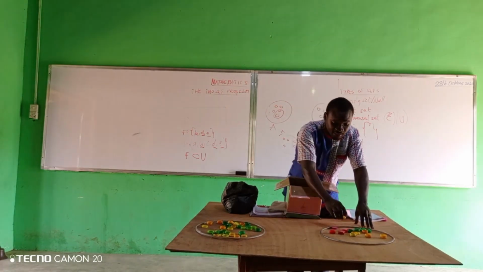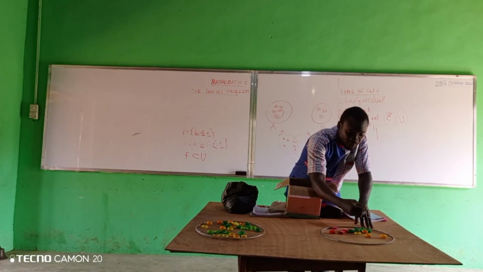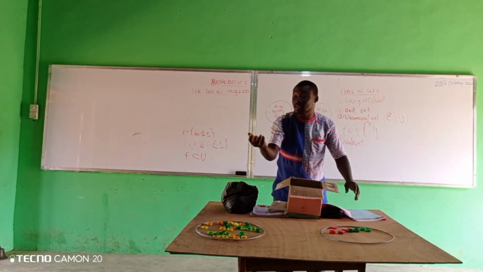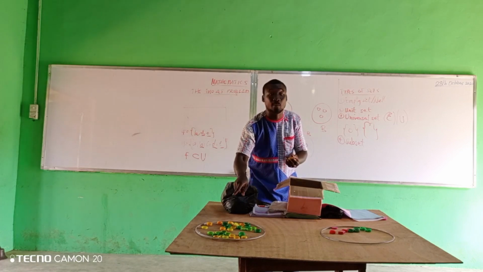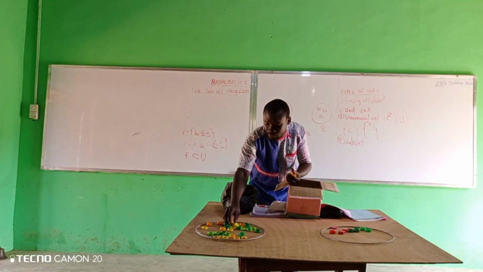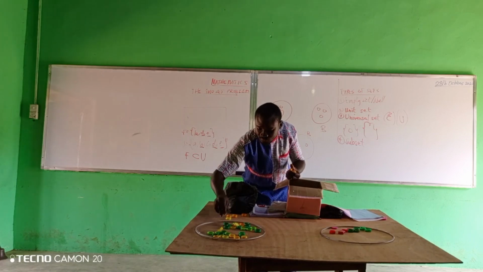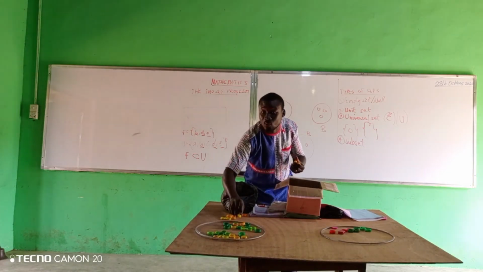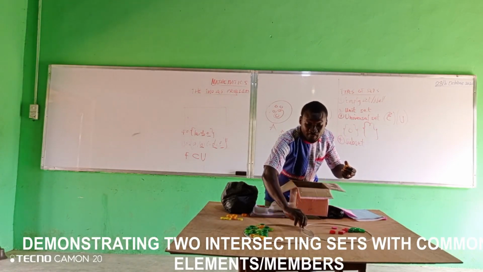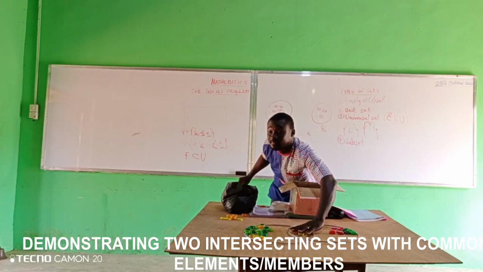How many members here? Let's count the yellow ones. 1, 2, 3, 4, 5, 6, and 7. So we are going to count how many yellow bottle tops here. 7 bottle tops. Let's count: 1, 2, 3, 4, 5, 6, and 7. Then we will shift this one to this side, and then we will place the 7 here.